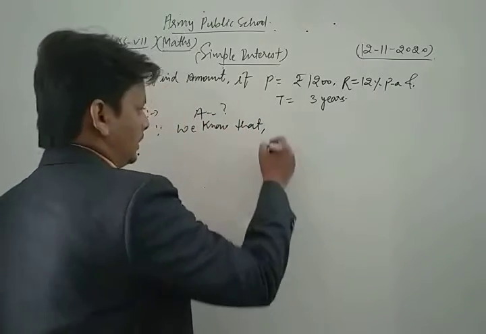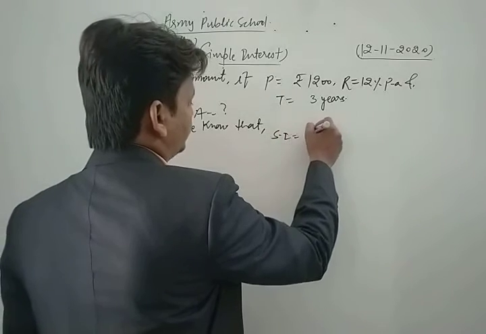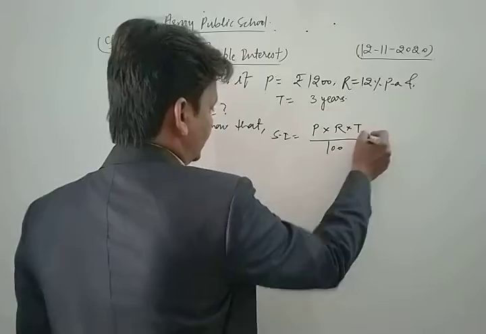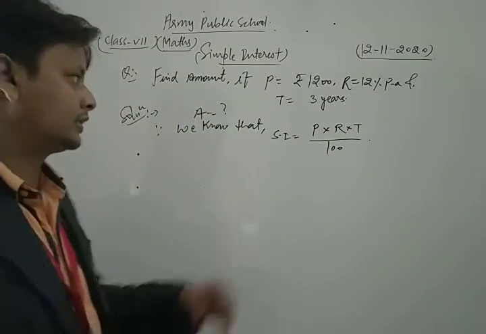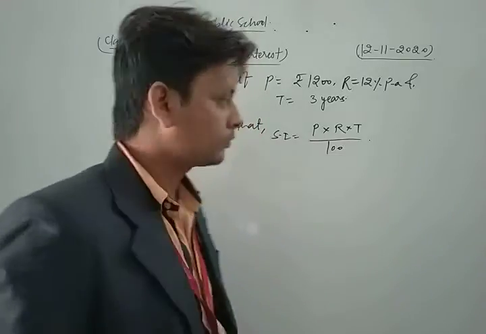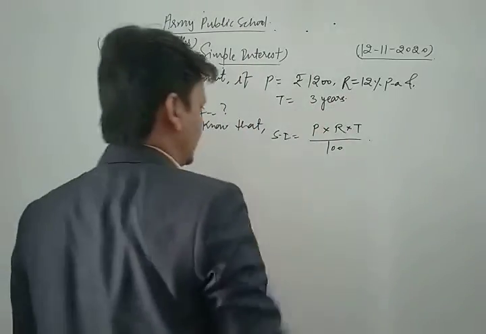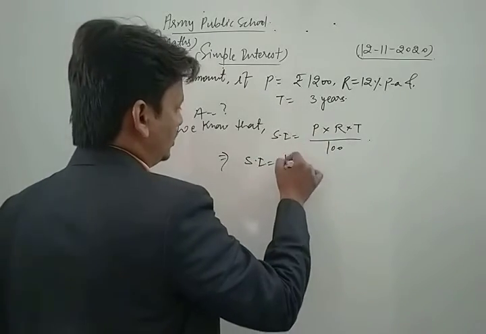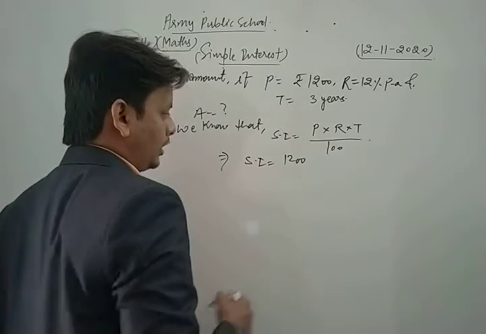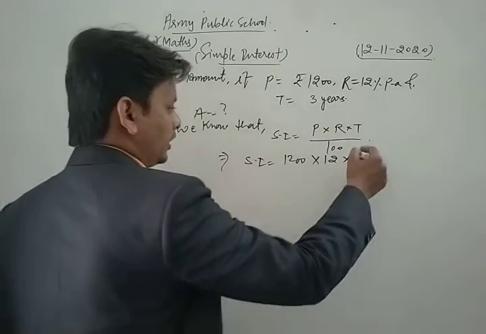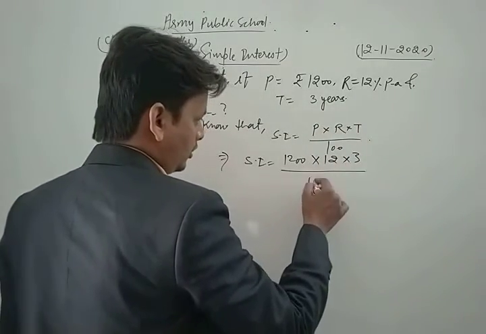First of all, we know that the formula for simple interest is P into R into T upon 100. This is the formula for simple interest, meaning principal into rate into time upon 100. Now we put all the values in that formula. Simple interest is equal to principal 1200 into rate of interest 12 into time 3 years upon 100.